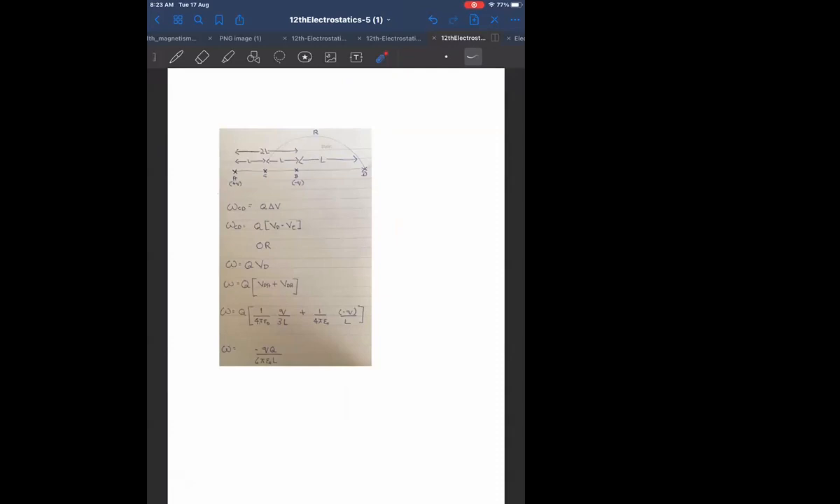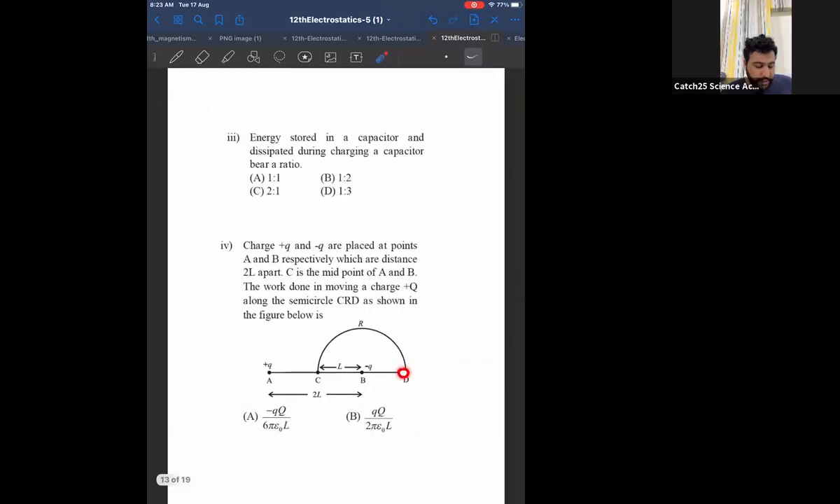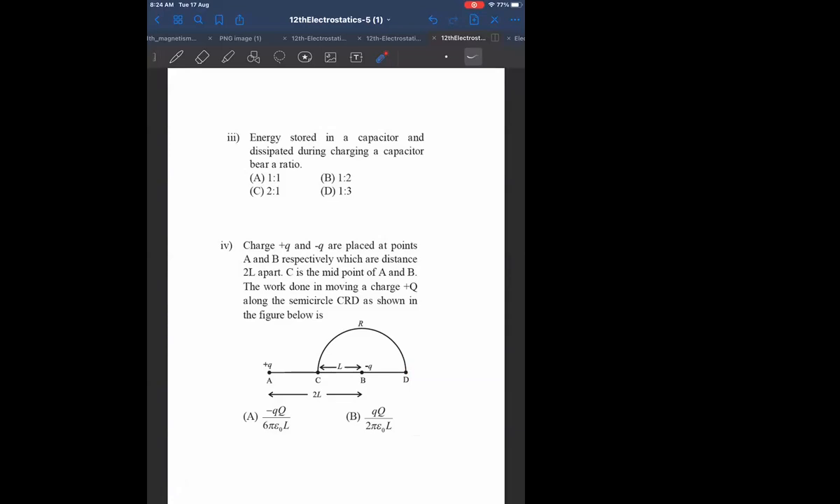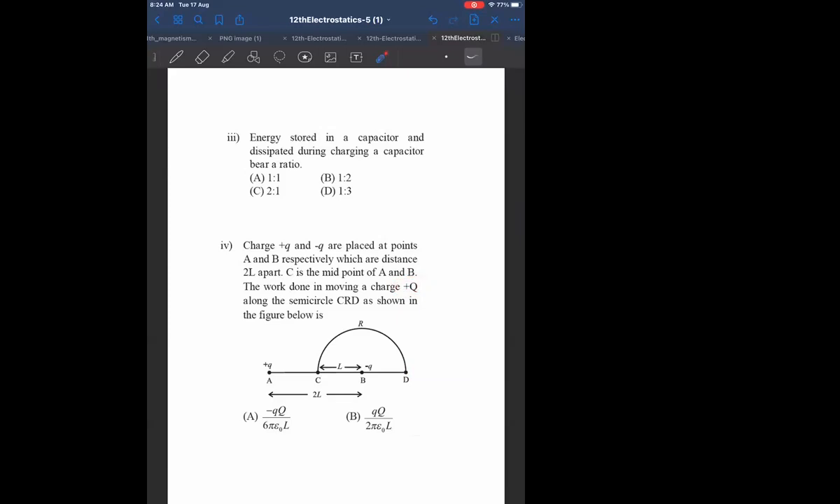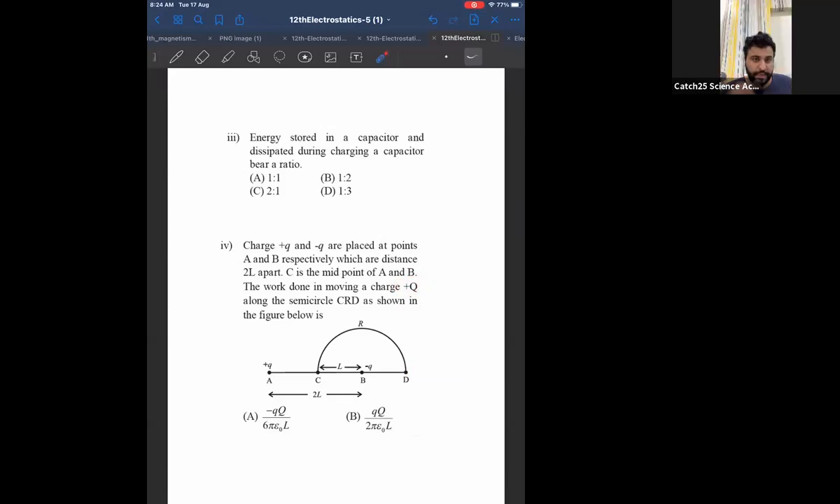Yes, sir. Now see here. Work done in reaching the point D. Do you know the formula W is equal to QV? Yes. Now, is Q given? Which charge are we moving? Plus Q. Yes. Now tell me, look at the screen, everyone. Tell me, can I say potential at point D is nothing but potential at point D due to A plus potential at point D due to B? Why did I take only these 2 points?